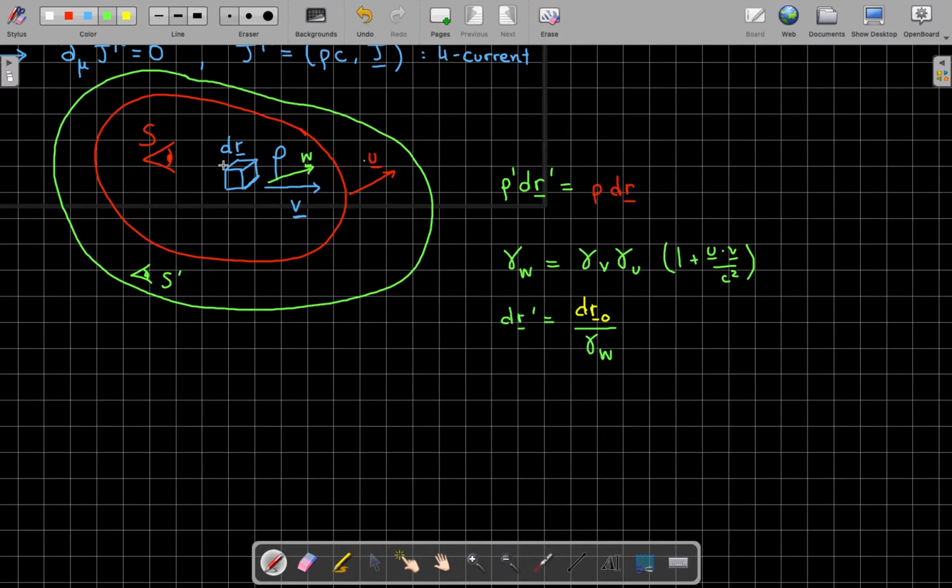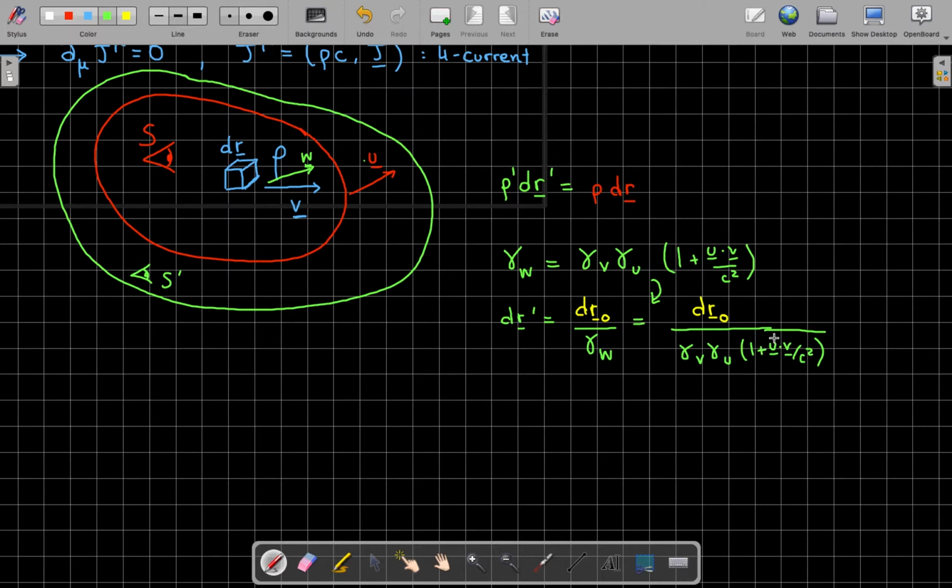Okay, but now we can use the identity that I wrote above, right? This can go into here, and I can write this as dr 0 divided by gamma v gamma u times 1 plus u dot v over c squared.